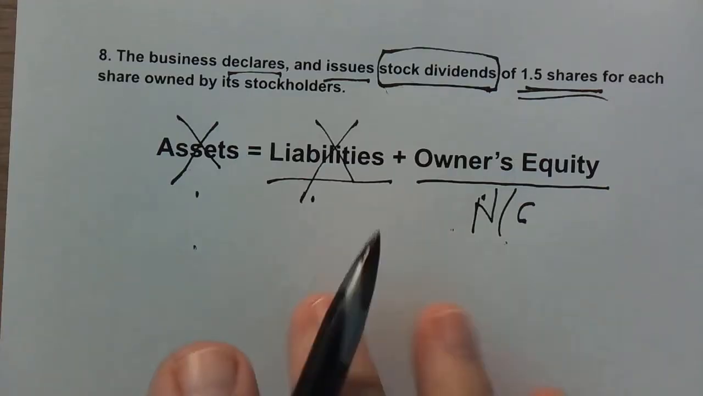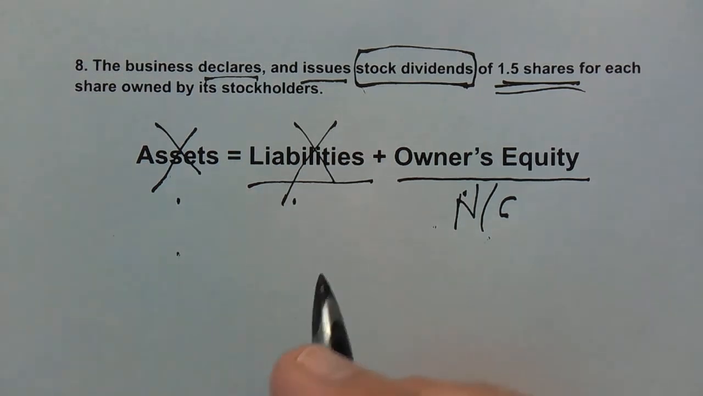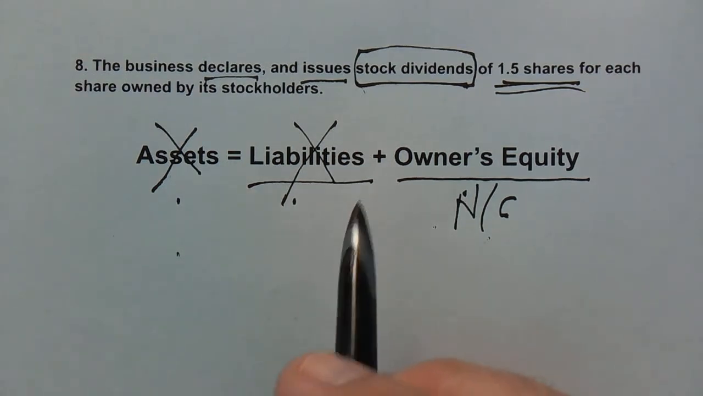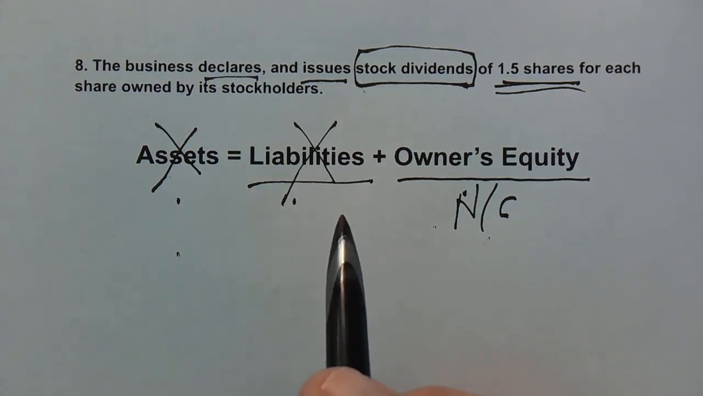So that one was a little bit tricky, but I wanted to make sure that you understood how that one worked. And that is only with a stock dividend, not a cash dividend. Now you know how to handle some of the most tricky examples of the accounting equation. But that's not all you need to know.